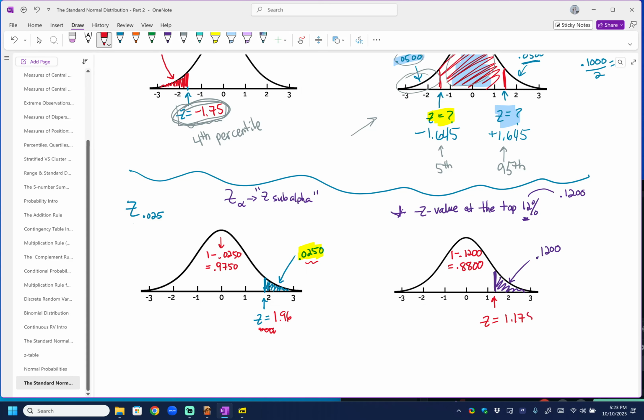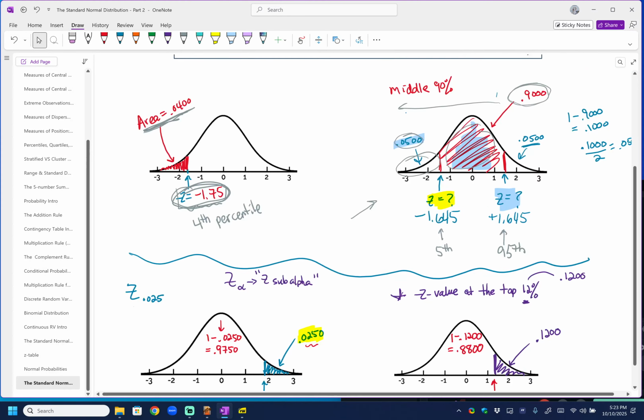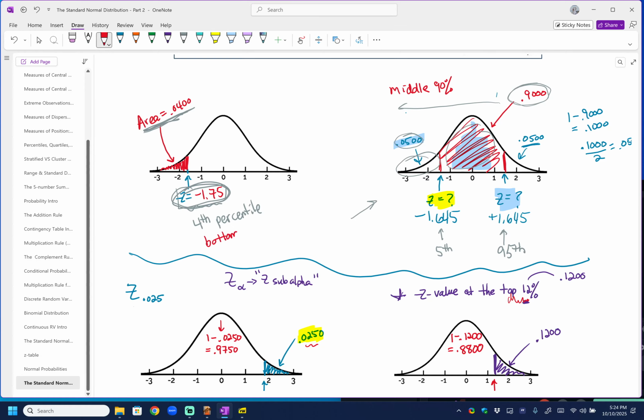And just a little bit of a side note here, I forgot to mention before, of course, if this is a top 12% problem, then just like I called this a fourth percentile, I also could have called it a bottom 4% value. Just like here's a top 12%. All of these are different ways to say something similar and something you should be ready for in any type of problem like this.